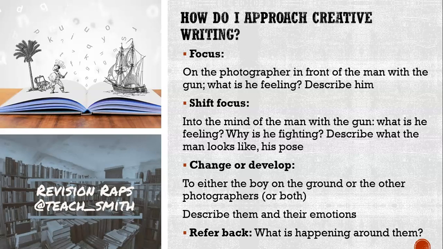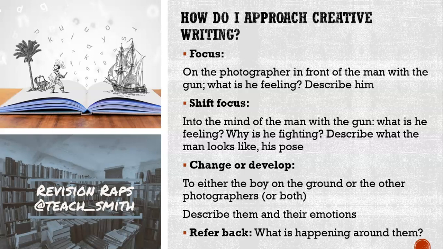So focus on the photographer in front of the man with the gun. What is he feeling? Describe him. Shift that focus into the mind of the man with the gun. What is he feeling? Why is he fighting? Describe what the man looks like. Describe his pose. Change or develop to either the boy on the ground, or the other photographers, or both.